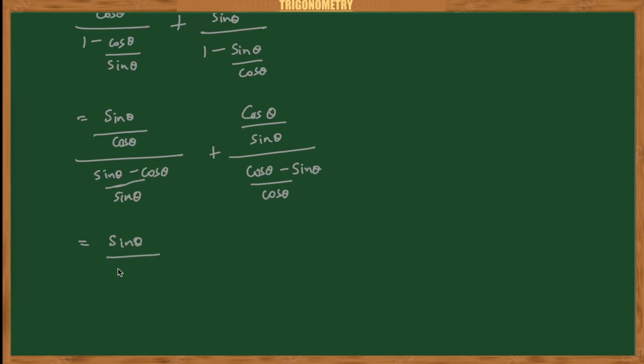Let's try to simplify further. Sin theta divided by cos theta into this, the fraction gets reversed. So it becomes sin theta up, and this comes down, sin theta minus cos theta. Plus, same thing let's try to do here, cos theta divided by sin theta. If you bring it up, it becomes reverse. So it becomes cos theta divided by cos theta minus sin theta.